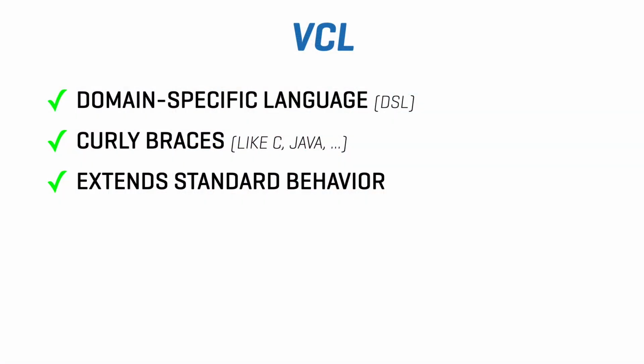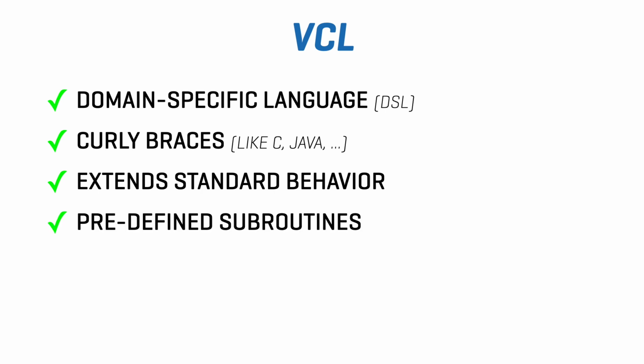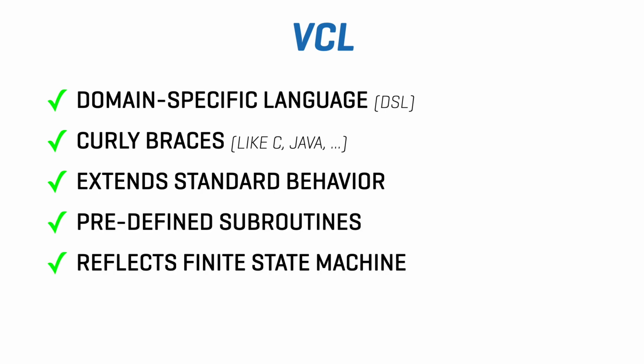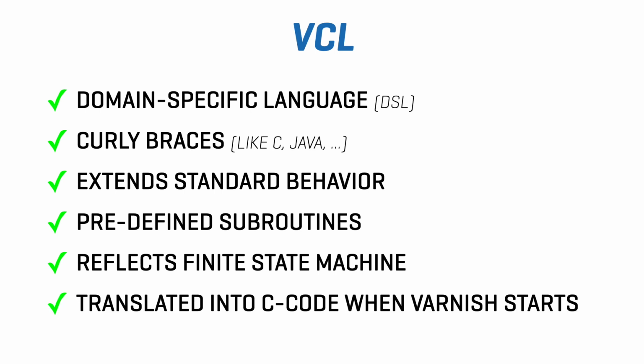As a matter of fact, there is a standard behavior, a built-in behavior that you can extend through a set of predefined subroutines. These subroutines reflect a finite state machine that has different states and where transactions flow through. And all of this VCL code in the end gets transpiled into C code and compiled when Varnish starts.